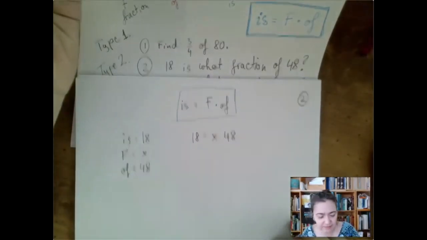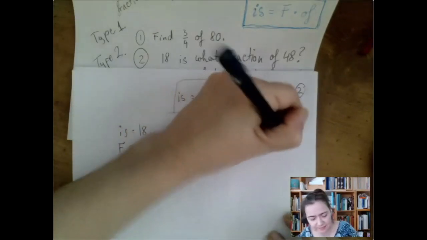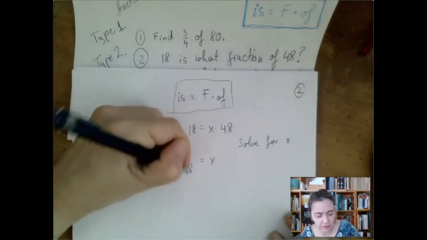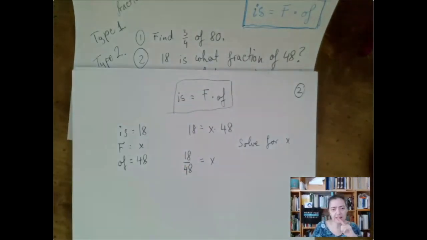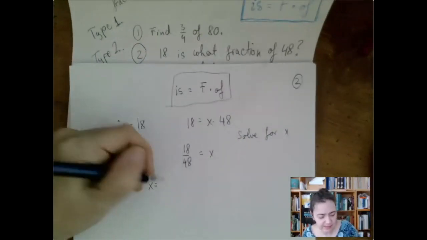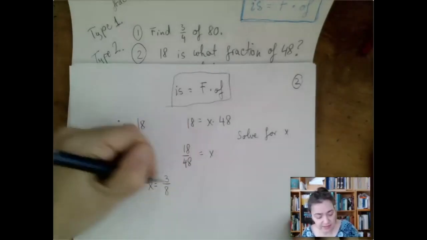Solve for x. X is 18 over 48. And all we got to do is reduce this fraction. I definitely see a 6. So if we divide upstairs by 6, we get 3. If we divide downstairs by 6, we get 8. And I think this is it. So the answer is 3/8.